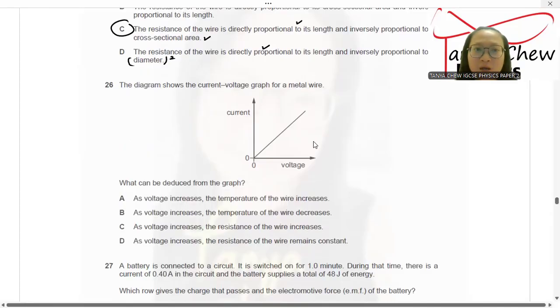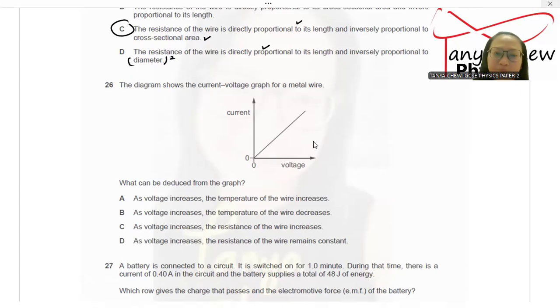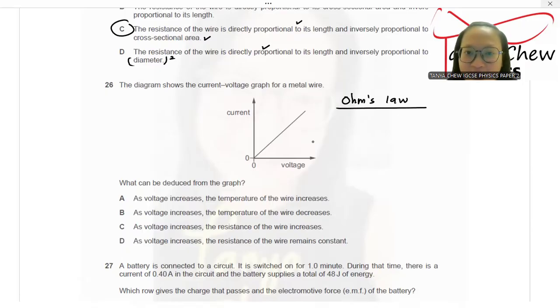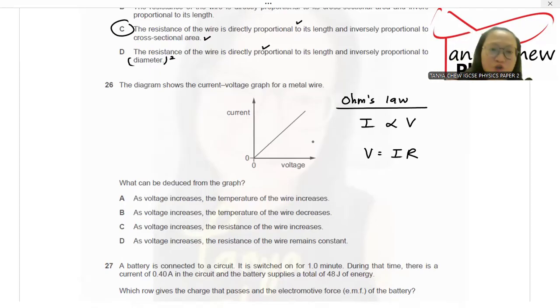Number 26, the diagram shows the current-voltage graph for a metal wire. What can be deduced from the graph? This is something to do with Ohm's law. Ohm's law states that current is directly proportional to voltage. To get rid of this proportionality, V is equal to IR. So to determine R, it is the ratio of V to I.